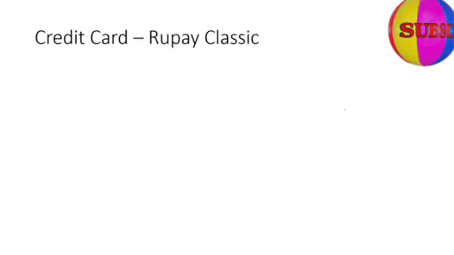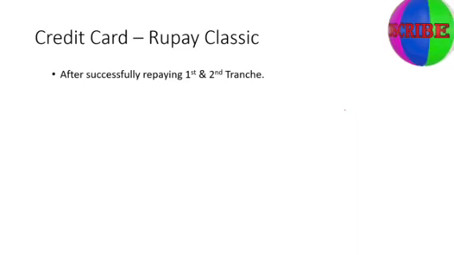Rupee Classic credit card can be given to PM Samnidhi account holder. Can you tell me in which tranche it can be given? In tranche 1, tranche 2, or tranche 3? Whether it is from the first tranche itself, or second, or third. It is after successfully repaying first and second tranche only. Only in the third tranche can we go for Rupee Classic credit card. Yes, 3.